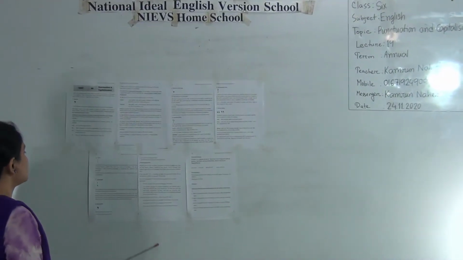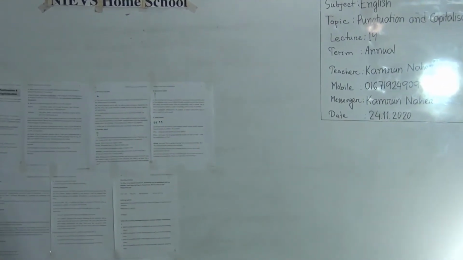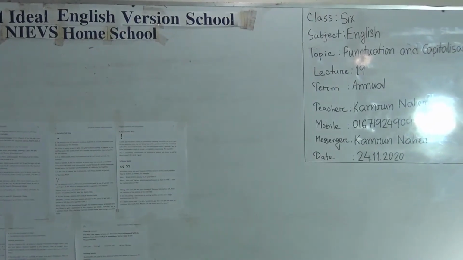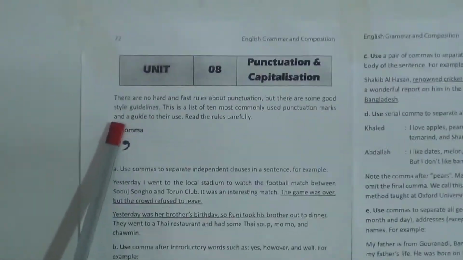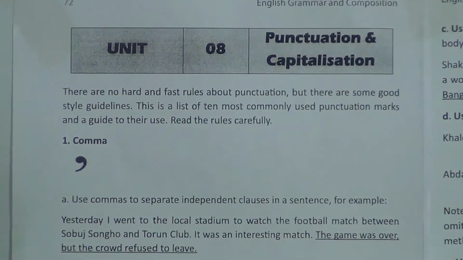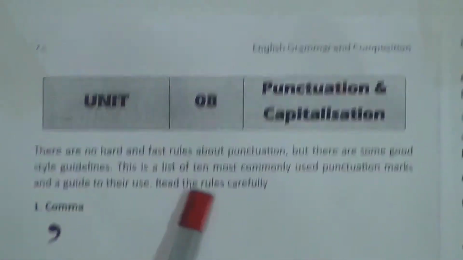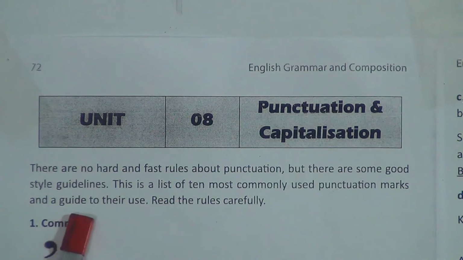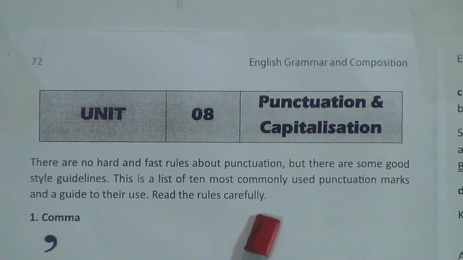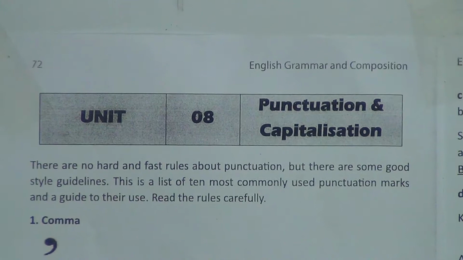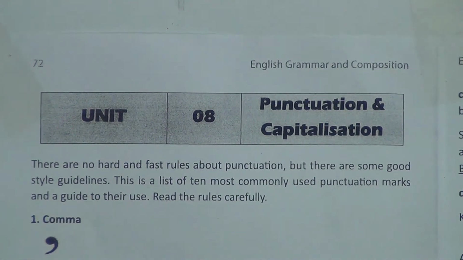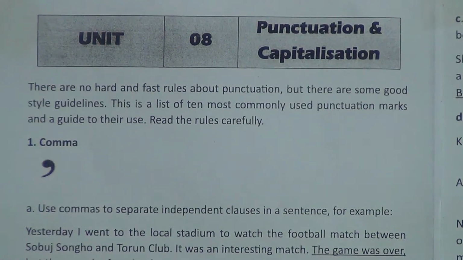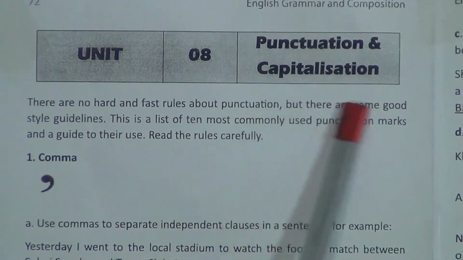Today we will discuss some rules of punctuation. Now look, what is written there? There are no hard and fast rules about punctuation, but there are some good style guidelines. So we will know about the guidelines today. This is a list of 10 most commonly used punctuation marks and a guide to their use. Read the rules carefully. Before doing the assignment, we will read these guidelines carefully and then we will do our assignment. This is page number 72, Unit number 8, Punctuation and Capitalization.